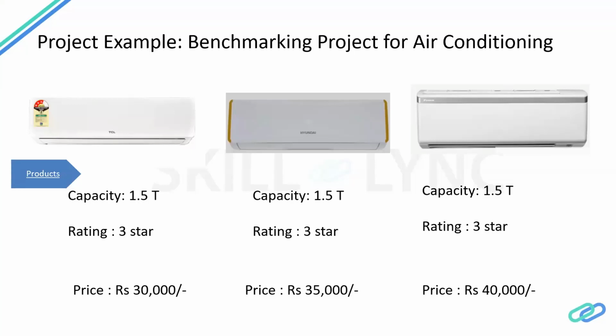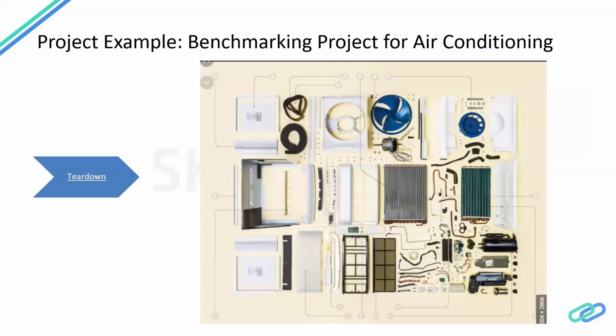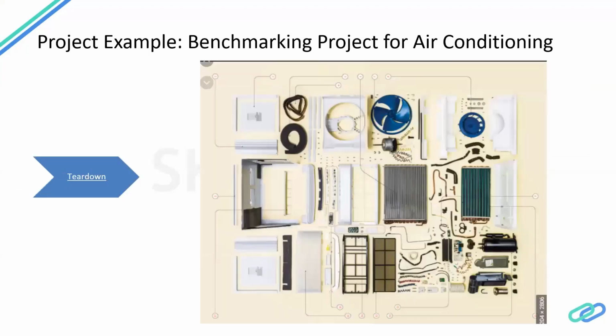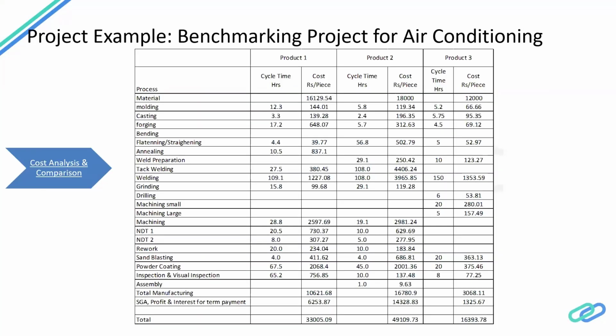So we have chosen three products here. We will do teardown for all the products and analyze them one on one. We will generate a BOM. We will analyze what material TSL is using, what material Hyundai is using, what material Daikin is using. We will analyze the BOM and try to understand the difference, why it is at a lower level. We will do the part costing for all three products, and then the next step is this, which is how a cost analysis looks.